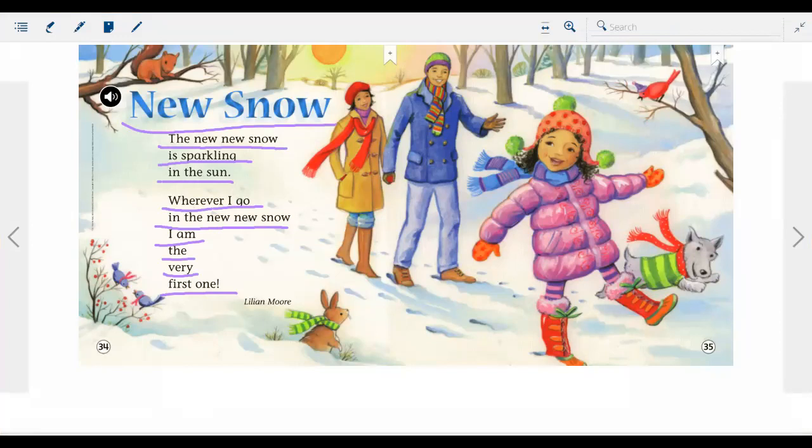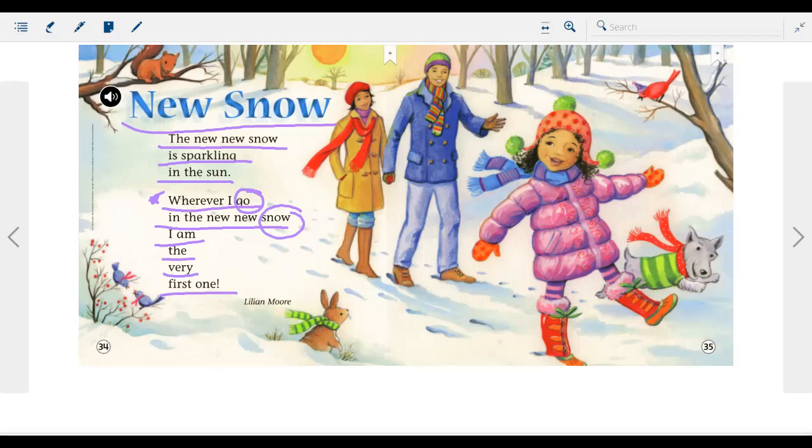All right, let's read this again here. It says, wherever I go in the new snow, do you hear the rhyming words? Go and snow. They have the same sounding, the same ending sound.